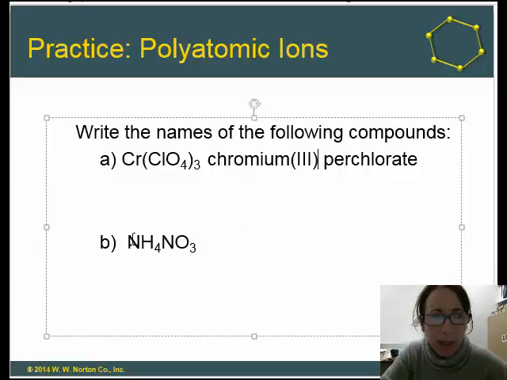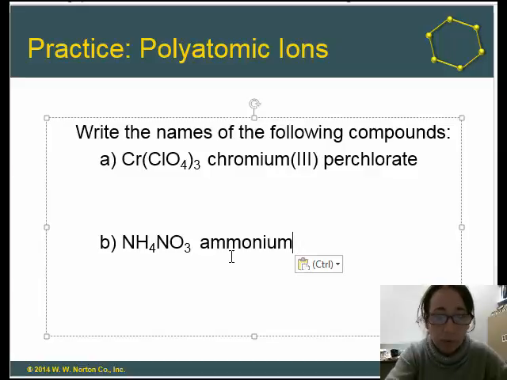Now let's look at this compound. This ionic compound contains the only cation you will see that is not a metal. NH4 is a polyatomic cation known as ammonium. When you see NH4 at the beginning of a compound, you know it's ionic. It is the only cation we will look at that is not a metal.